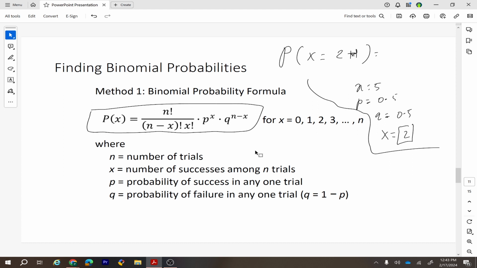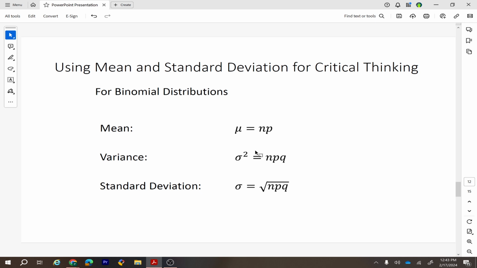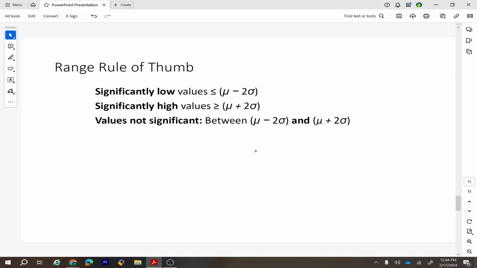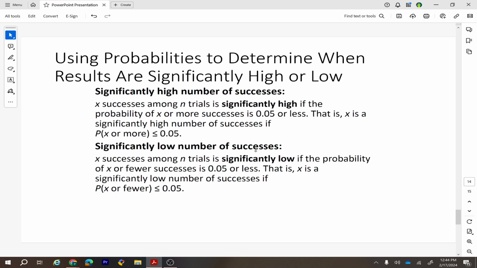Okay, we can find the mean, variance and standard deviation using these formulas after finding n and p. And as we saw in previous section 5.1, any value less than mu minus 2 times the standard deviation is assumed to be a significantly low value. Any value greater than mu plus 2 times the standard deviation is assumed to be a significantly high value, and any values between these two are not significant. This is the very same thing from section 5.1.